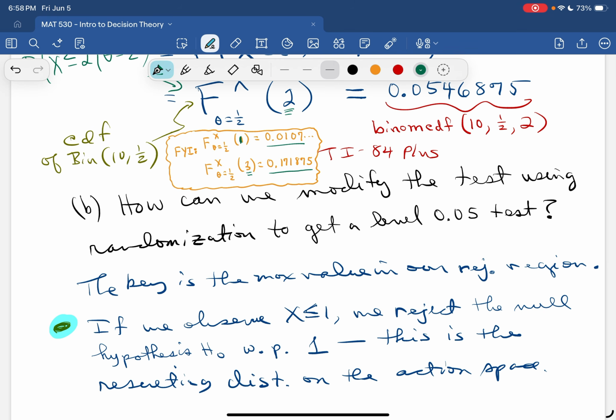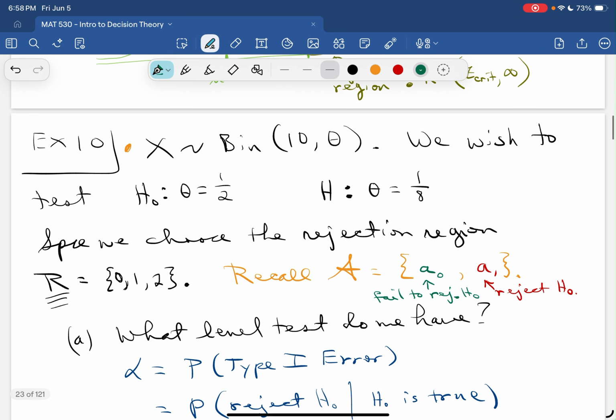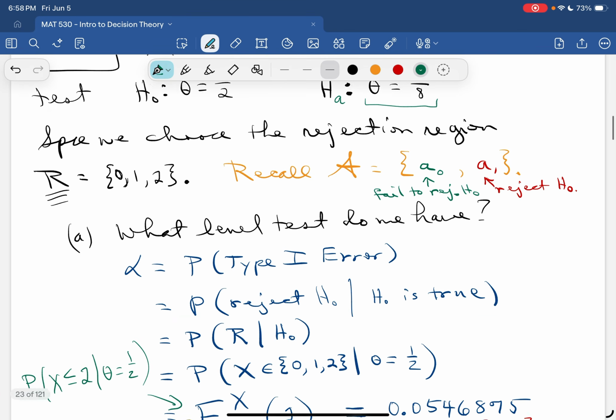Because as I mentioned earlier, if we observe x equal to 0 or 1, then we reject the null in favor of the alternative. Because that would definitely be few enough successes that we have strong evidence to support the alternative that the probability of success on any one trial is less than a half. There's more support for the alternative here that theta is 1/8.